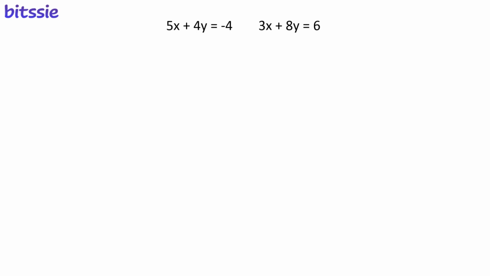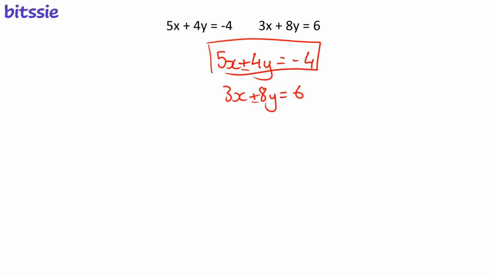Let's try one last question using that method. We've got 5x plus 4y equals negative 4, and 3x plus 8y equals 6. This time you'll notice that both of them are pluses. So let's see what we do. First, we'll multiply this equation by 2 to give us 8y. And let's get rid of the dash, which makes it a bit more confusing. So we multiply it by 2 to give us 10x plus 8y equals negative 8.